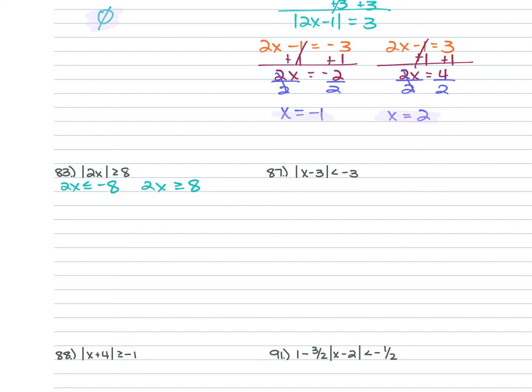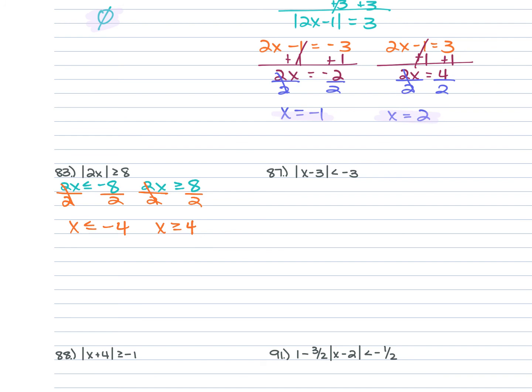Okay? What are we going to do in order to get x by itself for both of these? Divide by 2. So we have that x is less than or equal to negative 4, as well as x is greater than or equal to 4. You're not done yet.